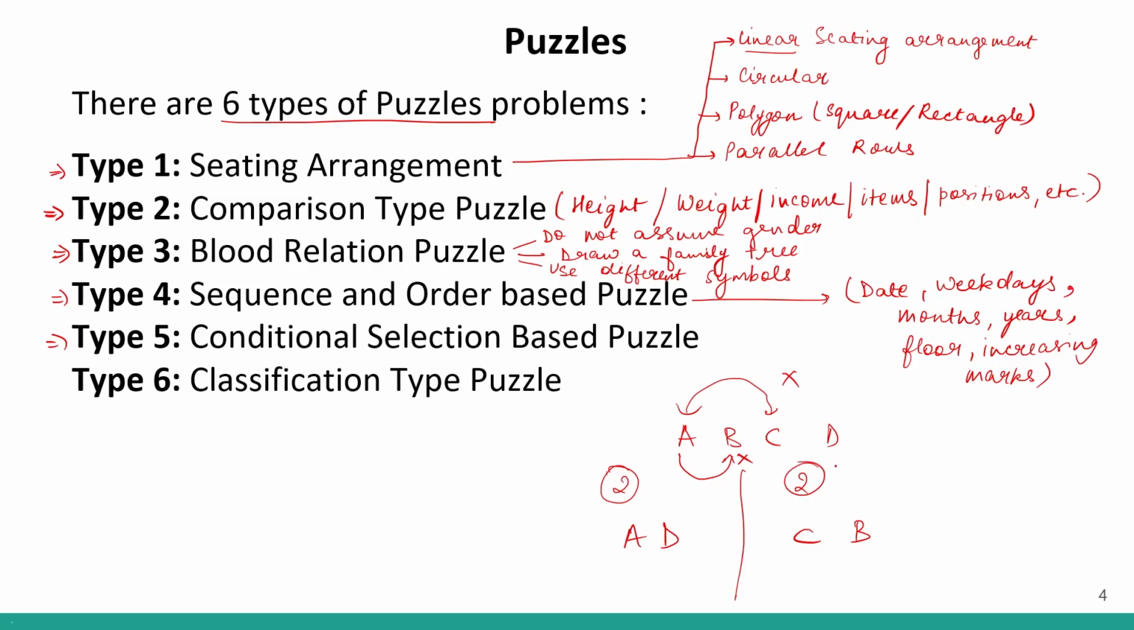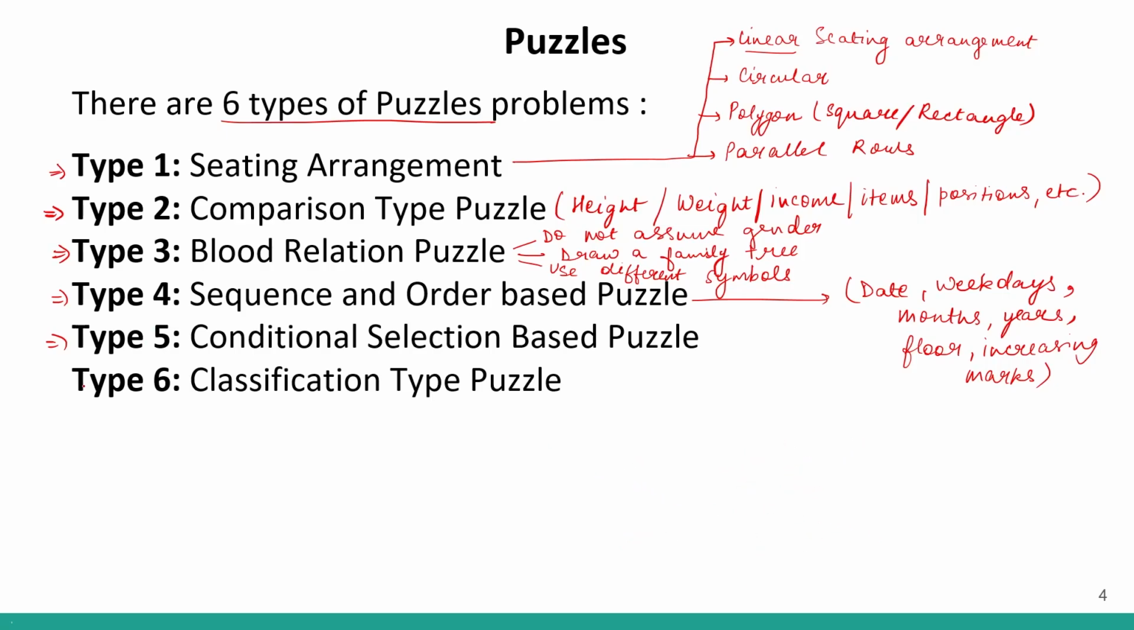So this is conditional selection. We have certain conditions: who can be with whom and who cannot be with whom. Based on that, we solve such questions. Okay, these types of questions you get in conditional selection based puzzles.